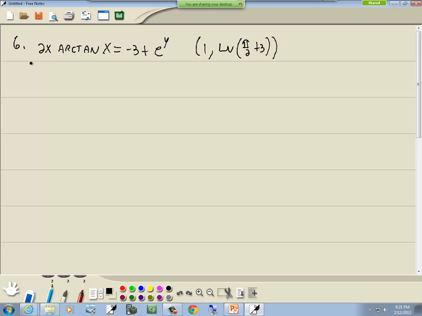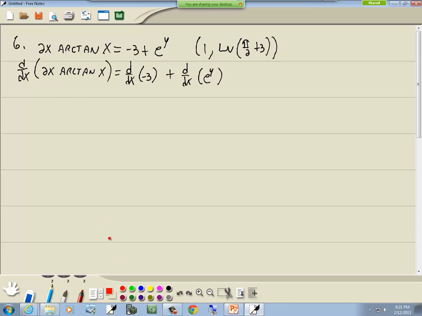Okay, so we're going to take the derivative of everything where it's sitting. So we're going to take the derivative with respect to x of 2x arctangent x. We're going to take the derivative with respect to x of -3. And we'll take the derivative with respect to x of e to the y.